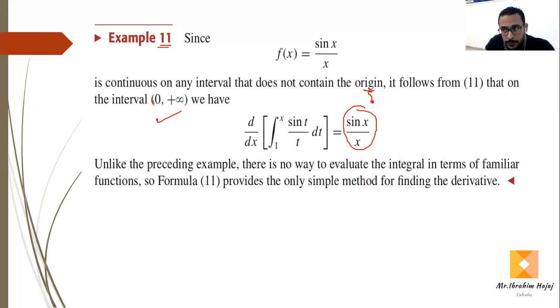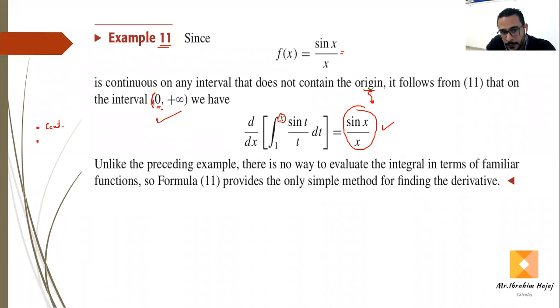Mister, sorry, but I didn't understand how he got the answer. It depends on two parts. You have to check first if the function is continuous on the closed interval, and also that there is a variable in the upper limit here. But didn't you say it is not continuous at zero? He told you zero is not included here, it's an open interval, so zero is not included.